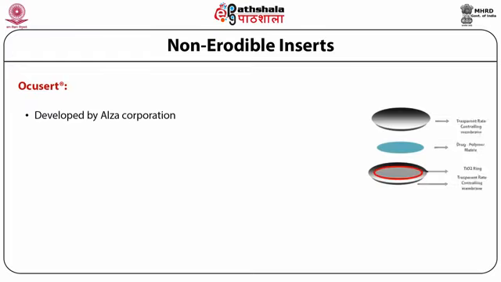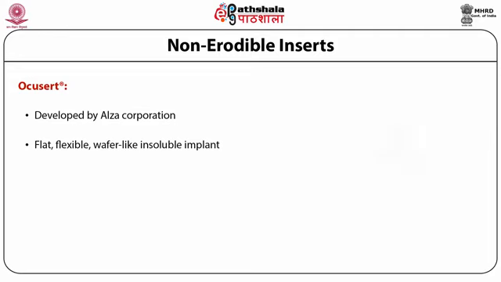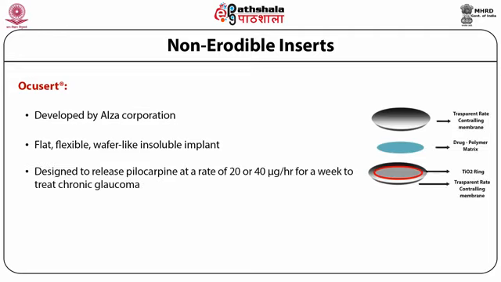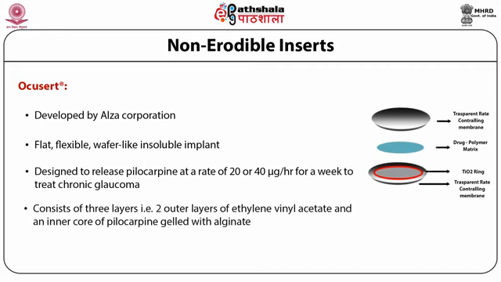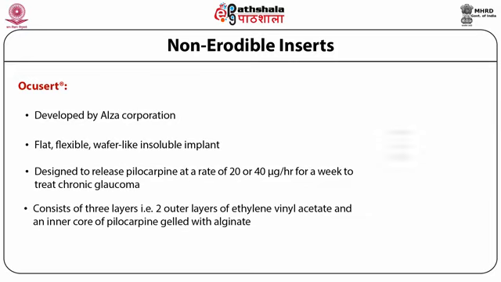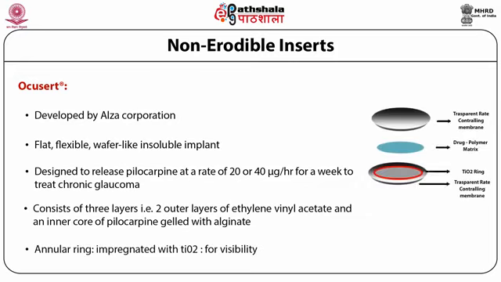Ocusert was developed by ALZA Corporation. It is a flat, flexible, wafer-like insoluble implant designed to release pilocarpine at a rate of 20 or 40 microgram per hour for a week to treat chronic glaucoma. It consists of three layers, that is two outer layers of ethylene vinyl acetate and an inner core of pilocarpine gelled with alginate. An annular ring of ethylene vinyl acetate impregnated with titanium dioxide for visibility encloses the inner core of pilocarpine.